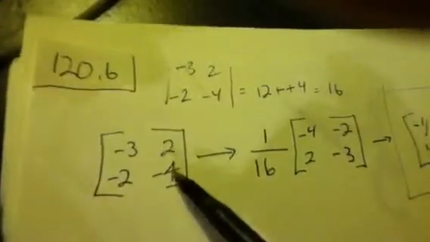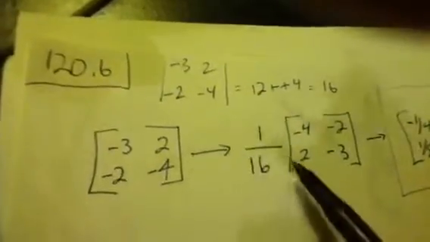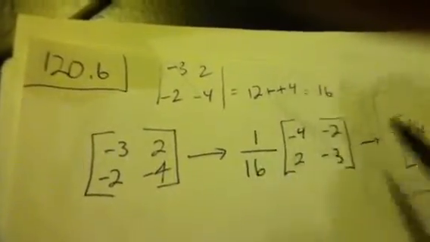And then I'm going to take these guys and let them switch places. So the negative 4 comes up here, and then negative 3 goes down here. These two guys change signs. It was negative, now it's positive. It was positive, now it's negative.